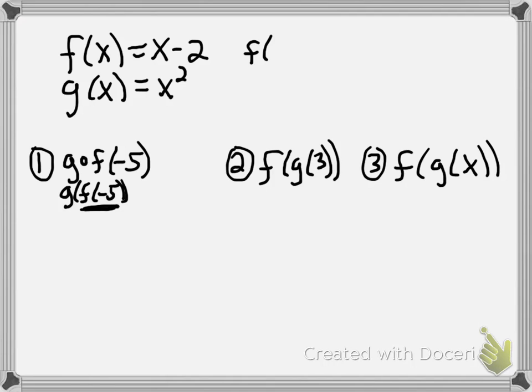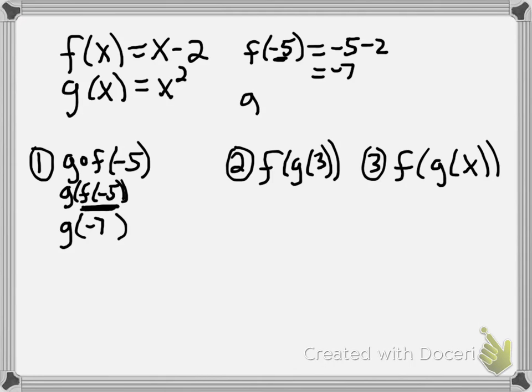If I were to figure out what f of negative 5 is, well, basically I'm going to be using the f function, but I'm going to be plugging in a negative 5 in place of x. So in my f function, I'm plugging negative 5 in for x, so that becomes negative 5 minus 2, which in this case is negative 7. So that means, instead of writing an f of negative 5 here, I'm going to write a negative 7, because I already evaluated what f of negative 5 is. So now, what I need to do is g of negative 7.